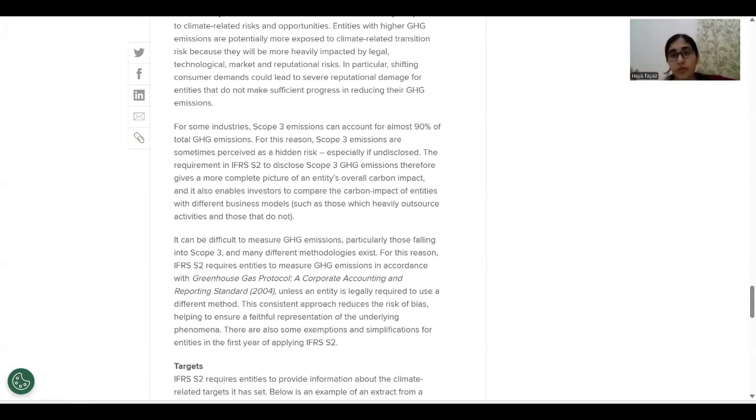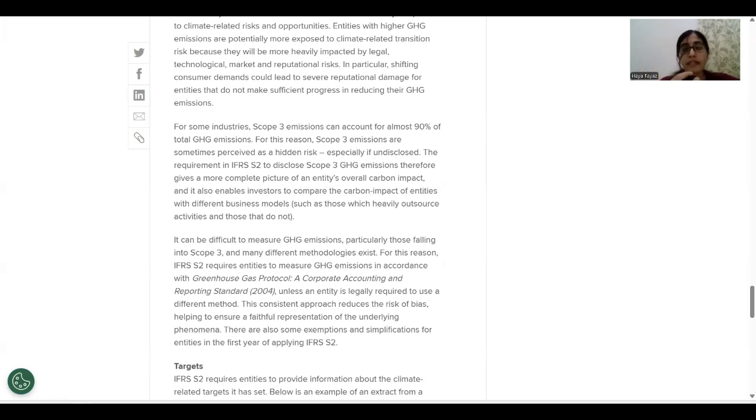And the bubble will burst, of course, when the government gets to know that the firm has not fulfilled the targets that they have set in reality. So that's what I'm trying to say. The requirements in IFRS S2 to disclose, therefore, give a more complete picture of an entity's overall carbon gap. So scope 3 is what covers that.